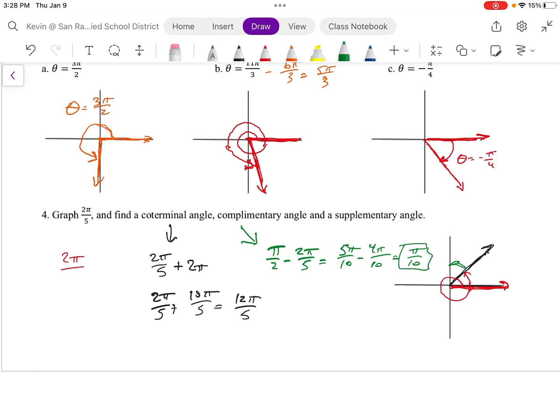And then the supplementary angle. We'd come down here and we would take pi and subtract 2 pi over 5. So that would be 5 pi over 5 minus 2 pi over 5 equals 3 pi over 5. And that would be this angle here.